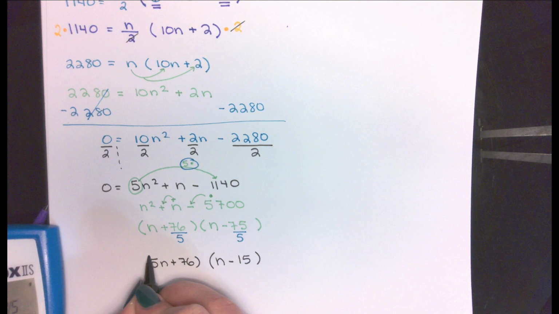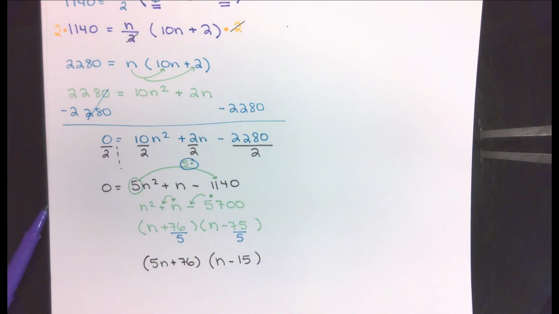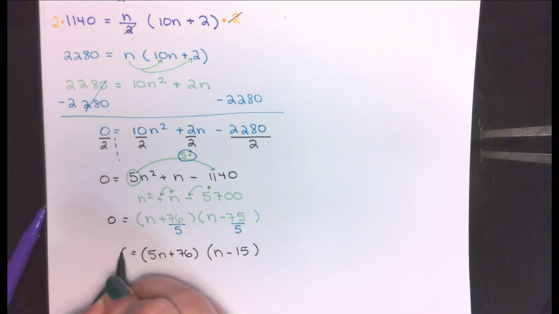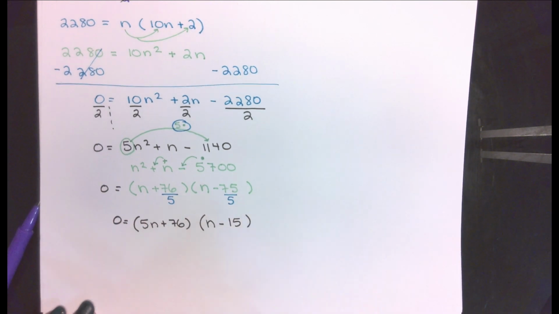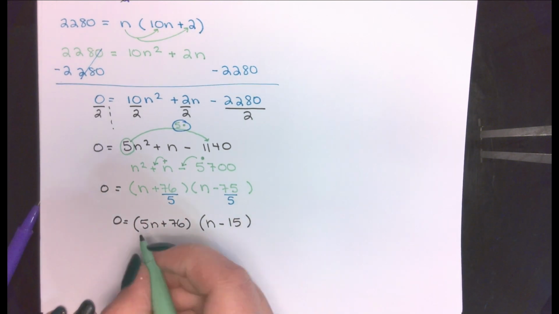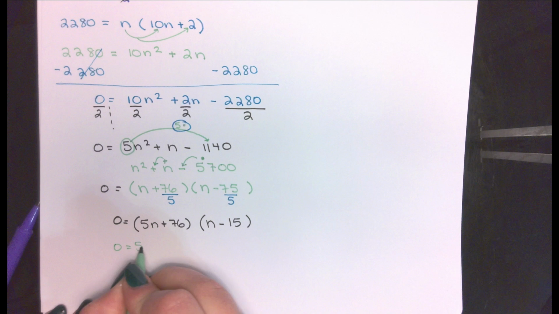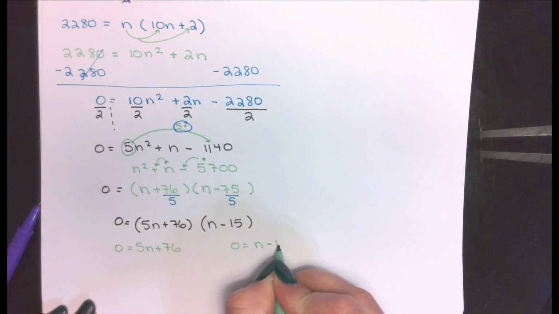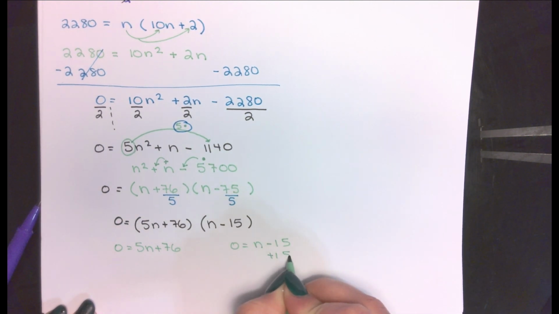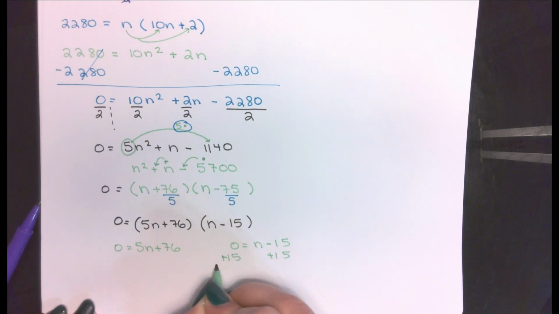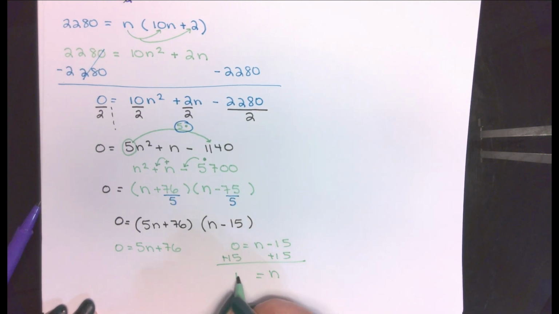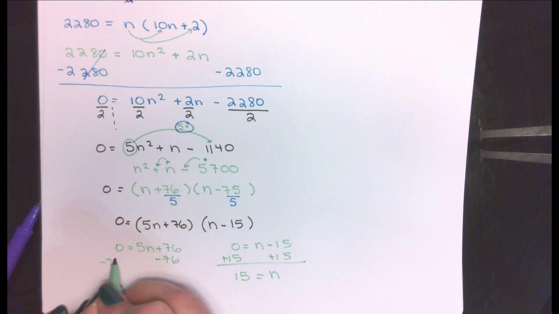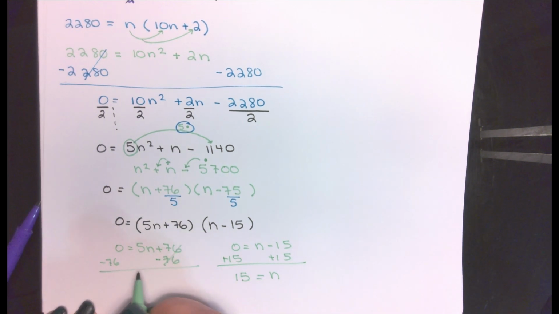That stays. Now, our goal is to solve for n. So we still are using the zero product property, which means setting each factor equal to 0 and solving for n. So 0 is equal to 5n plus 76. 0 is equal to n minus 15. We're going to add 15 to both sides. So n is 15. Here we're going to subtract 76 and then divide by 5.